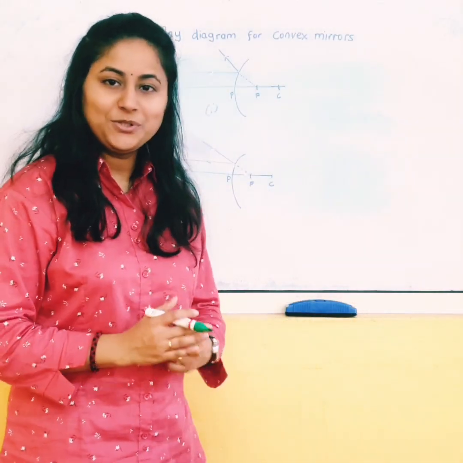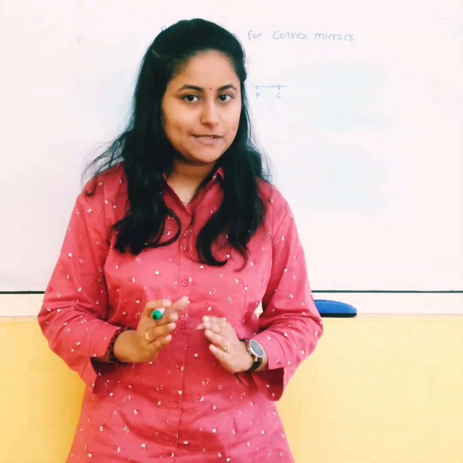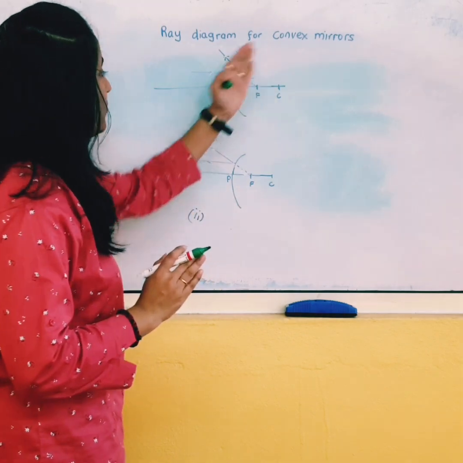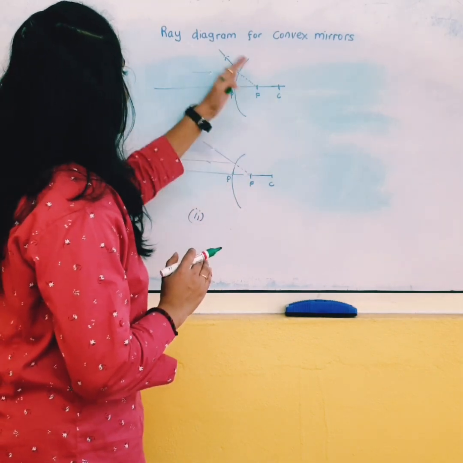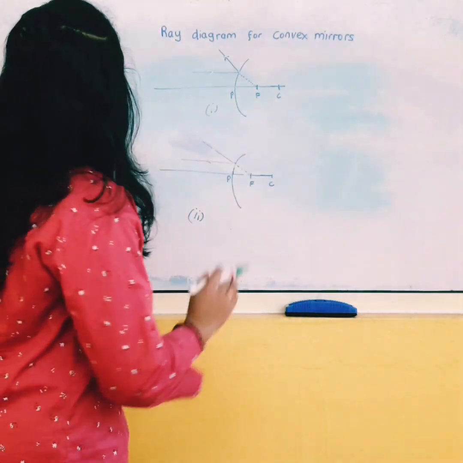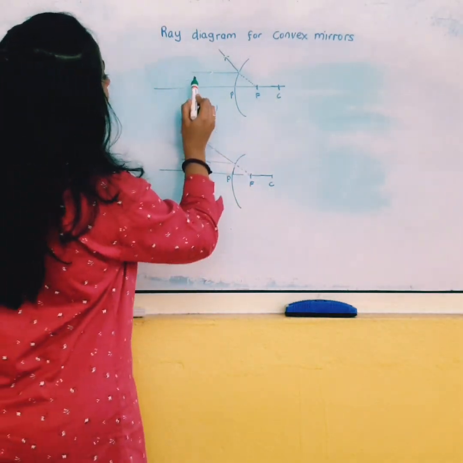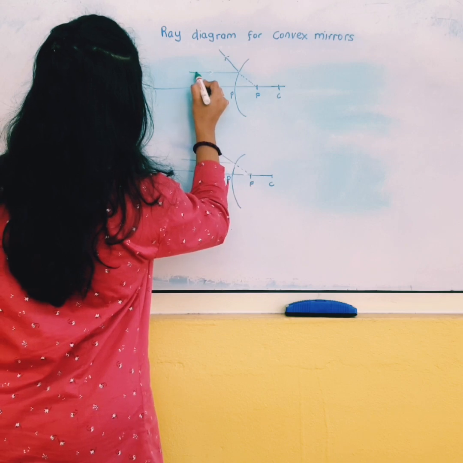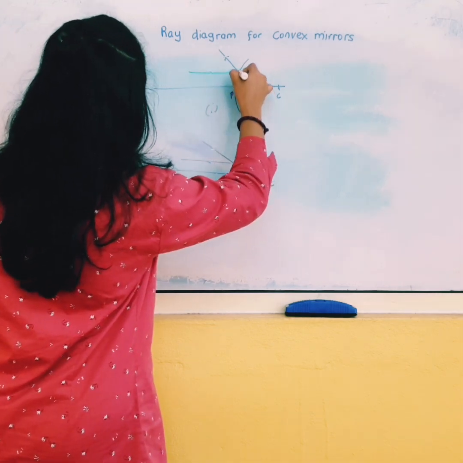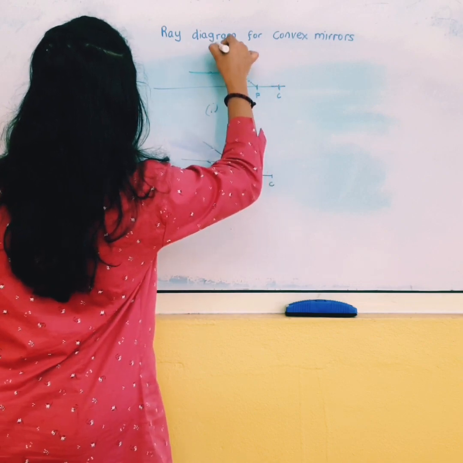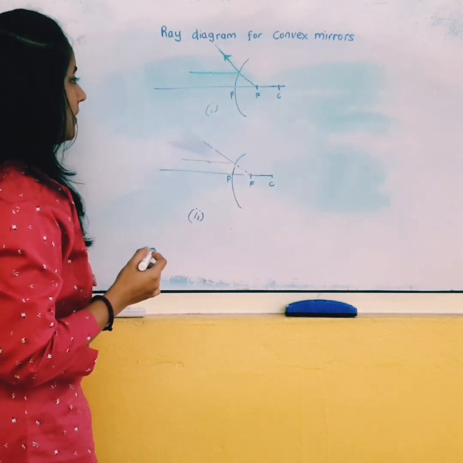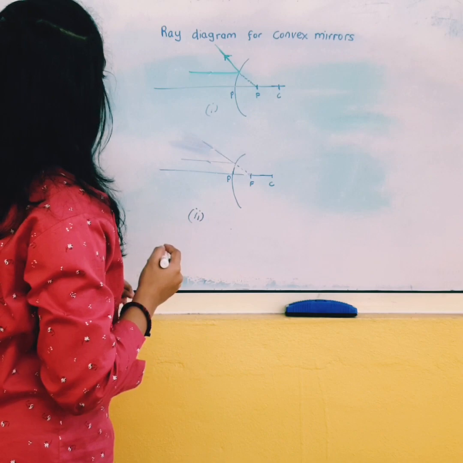Okay, so now we are going to learn ray diagrams by convex mirrors. Convex mirrors, as you can see, the reflecting surface of the convex mirror is curved outwards. Okay, so first ray will come parallel to the principal axis, as you can see here, and it will appear to diverge from the principal focus. So it will move in this way. Okay, so this is the first ray diagram.